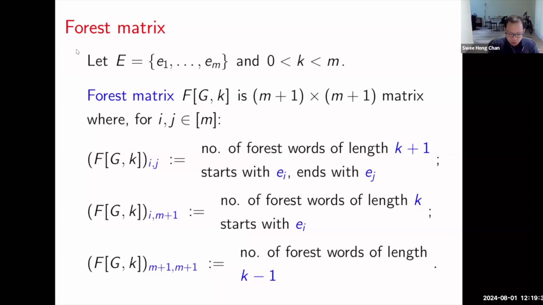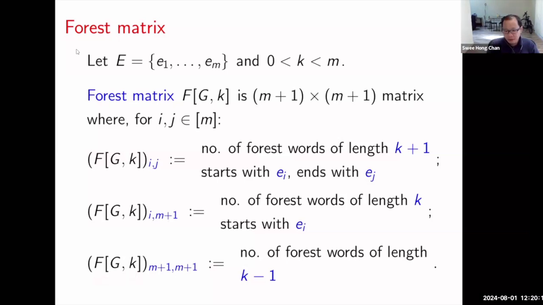The entries are defined as follows. First, suppose that I and J are both at most M. So that means that they have edges that correspond to these numbers. Then FGK is the number of forest words with length exactly K plus 1, and it starts with EI, ends with EJ. When one of the indices is equal to M plus 1, this is the number of forest words of length K, so the length got reduced by 1, and now it only starts with EI. It can end with anything. We have no restriction on where it ends.